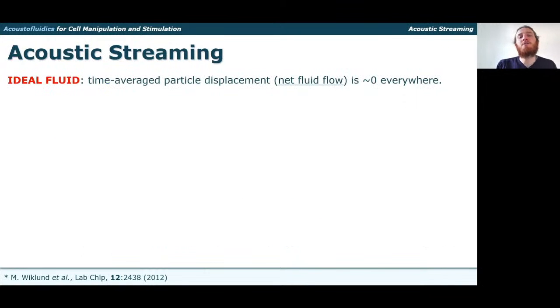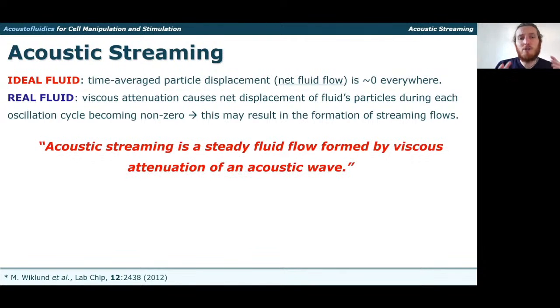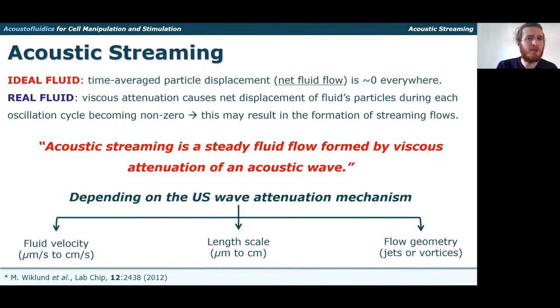In an ideal situation, as we discussed at the very beginning of this talk, the time average particle displacement, so the net fluid flow, is 0 everywhere. But in a real situation, viscous attenuation occurs, which may cause the net displacement of the fluid's particles during each oscillation cycle to become non-zero. This may then result in the formation of streaming flows. Acoustic streaming is defined as a steady fluid flow formed by viscous attenuation of an acoustic wave. Depending on the mechanism of attenuation, streaming can have a range of fluid velocities from micrometers per second to centimeters per second. It can encompass a range of length scales from micrometers to centimeters, and can undergo different patterns like jet-like or vortical flows.